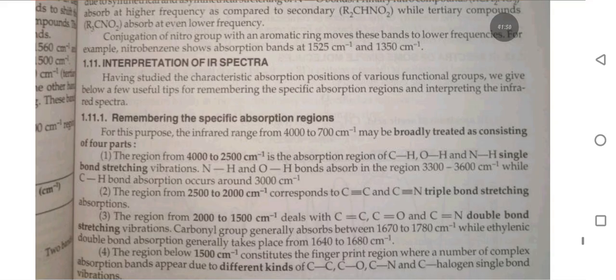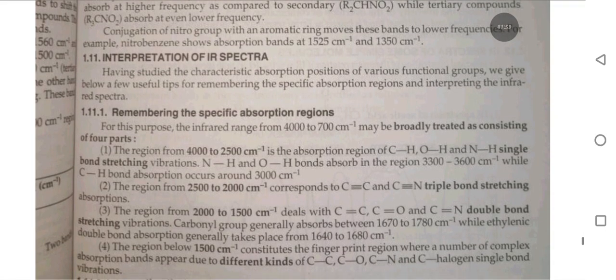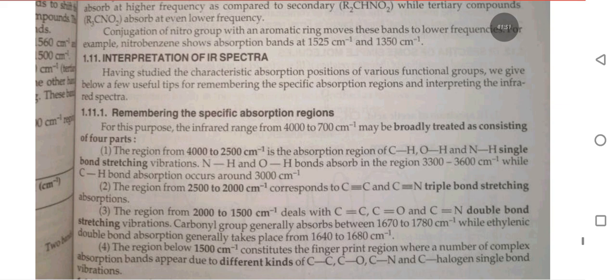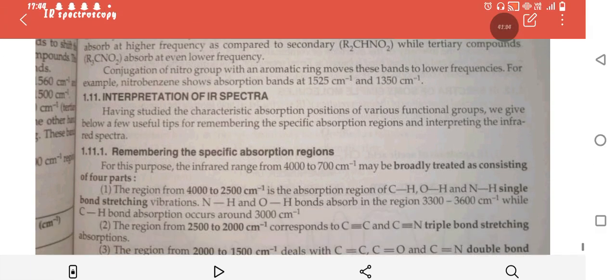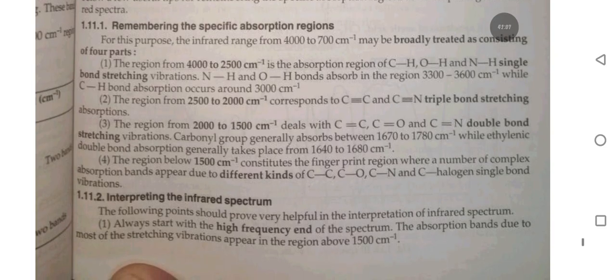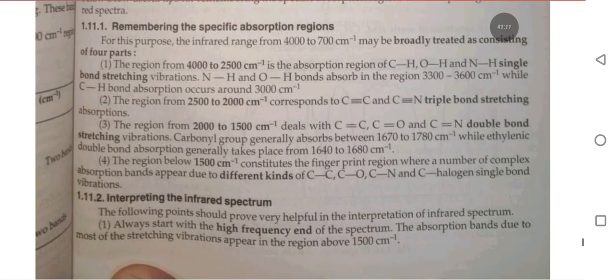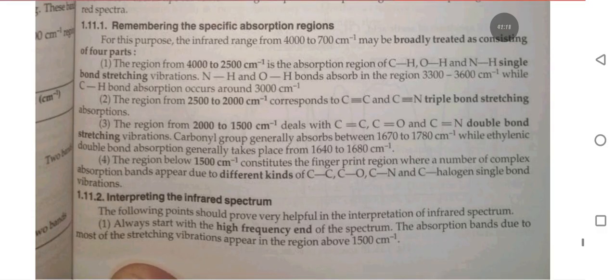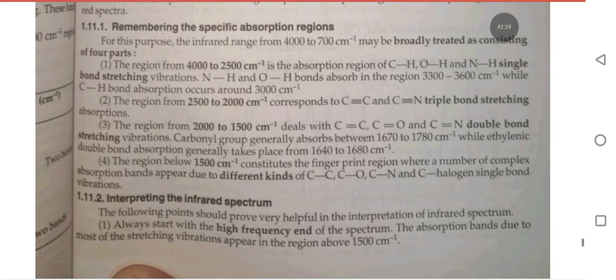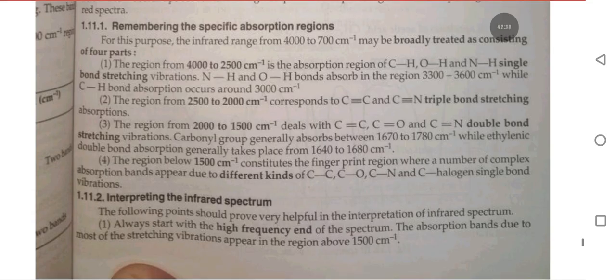The region from 4000 to 2500 cm⁻¹ is the absorption region of C–H, O–H and N–H single bond stretching vibrations. N–H and O–H bonds absorb in the region 3300 to 3600 cm⁻¹, while C–H bond absorption occurs around 3000 cm⁻¹. The region from 2500 to 2000 cm⁻¹ corresponds to carbon triple bond carbon and carbon triple bond nitrogen stretching absorption. The region from 2000 to 1500 cm⁻¹ deals with C=C, C=O and C=N double bond stretching vibrations.